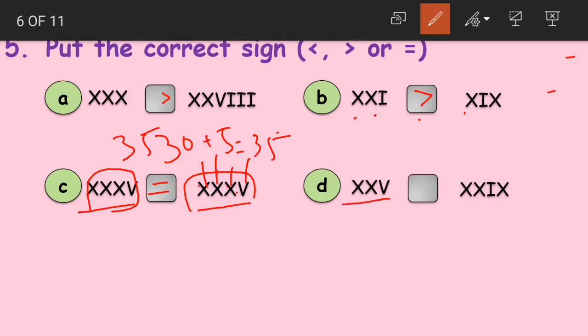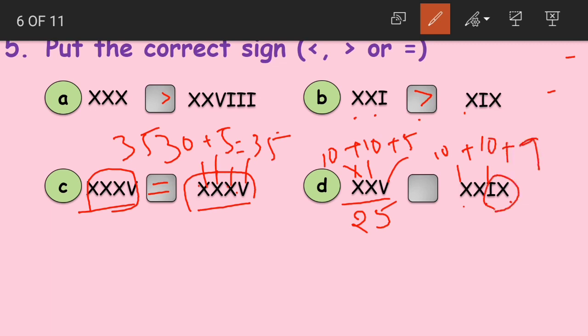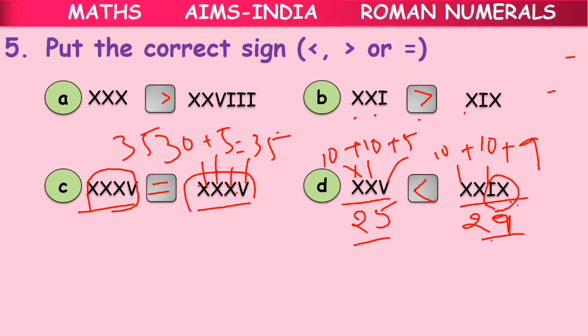The next question is XXV. When we say XXV, 10 plus 10 plus 5. X is 10, then 10, then 5. The total will be 25. And when I say XXIX, X is 10. Then again we have X, which is 10. Now again what I said about IX? IX stands for 9, 10 minus 1, 9. The total will be 29. Now which is the greater number here children? 25 or 29? Yes, 29. So opening the mouth towards 29. XXV is less than XXIX.